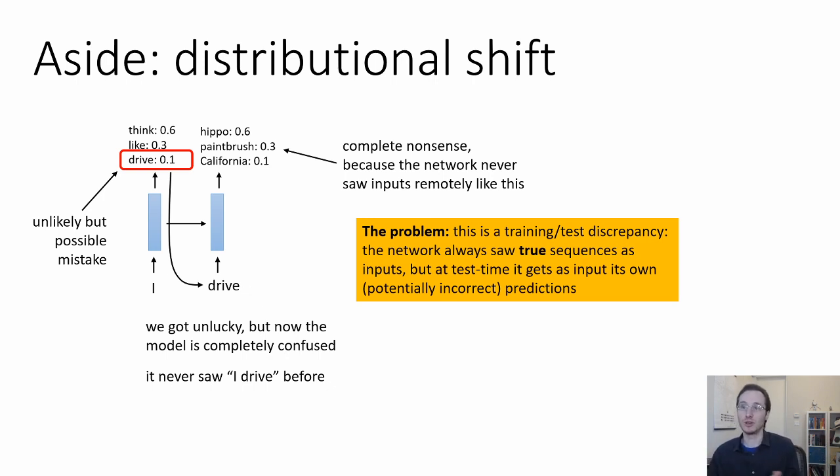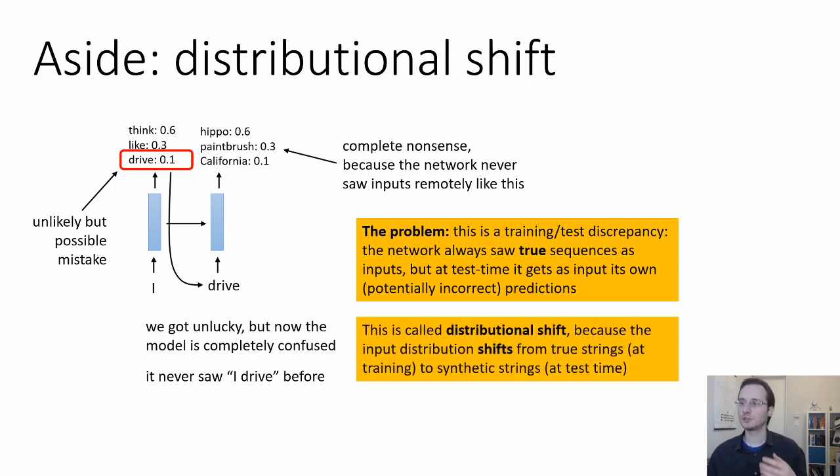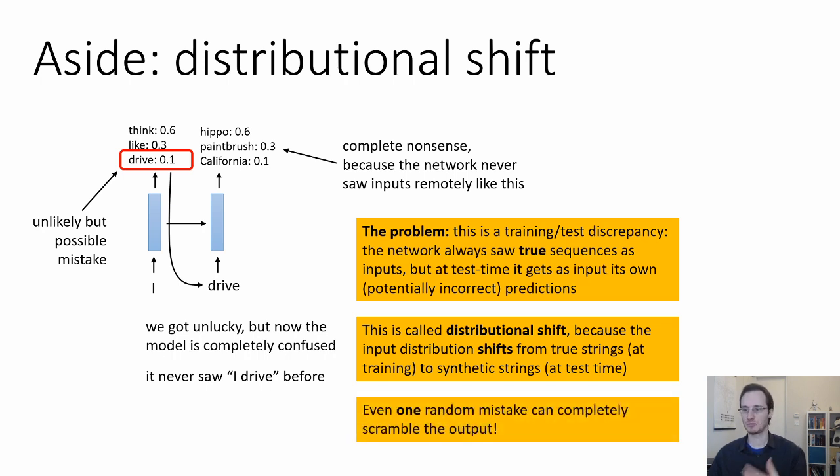Like most of the sentence would be reasonable. But as soon as it gets this crazy input, it'll now produce complete garbage because it's just not used to seeing such crazy inputs. This is called distributional shift because the input distribution shifts from true strings during training to synthetic strings at test time. Essentially, true strings have a different distribution than fake strings, and the network was trained to take true strings as input, and now it's being tested on fake strings, which it's not used to, and therefore doesn't deal with correctly. And this is a big problem because even one random mistake at even one time step can completely scramble the entire output.